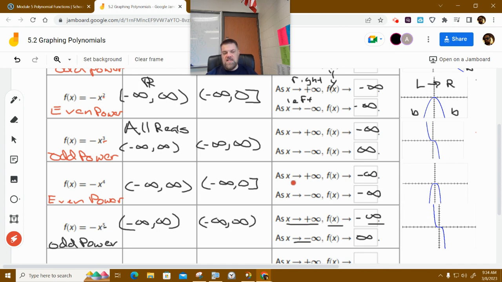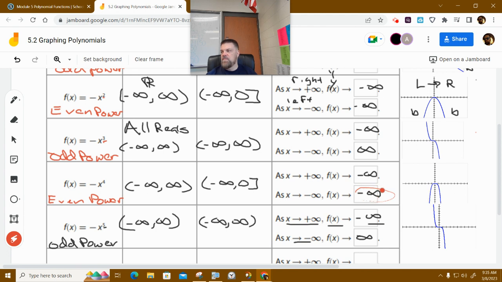So this first line says, as x approaches positive infinity. Positive infinity in the x direction is to the right. So as I follow the curve to the right, what is my y value approaching? Negative infinity. Now as x approaches negative infinity, in the x direction that is to the left. So as I follow the curve this way, what is my y value approaching?